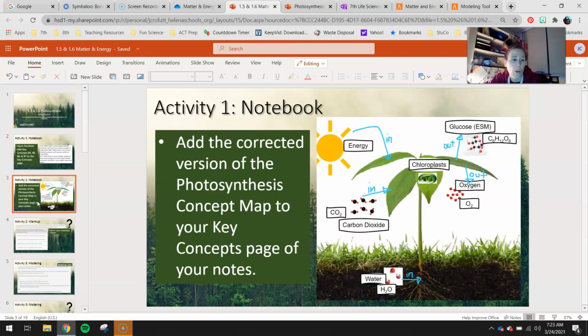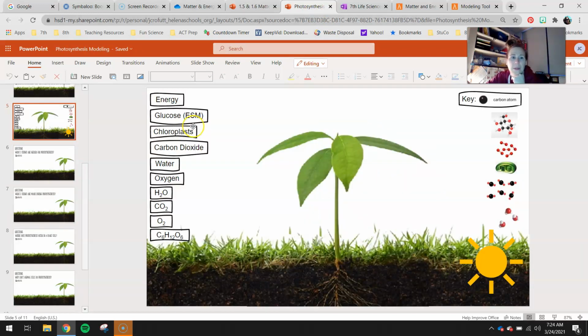All right, next thing I want you to add to your notebook is this corrected version of the photosynthesis model that we made the other day in class. Okay, and I'm going to go through that with you. So first I'm going to go ahead and pull up that assignment.